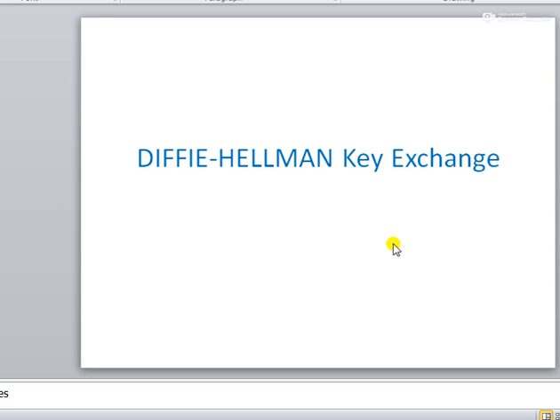But in Diffie-Hellman key exchange, we exchange the key between the sender and the receiver. The name indicates key exchange, as I already told you. For generating the key, we use symmetric cryptography. We exchange the secret key between the sender and the receiver using secret key cryptography. And for exchanging the key, we use asymmetric cryptography.